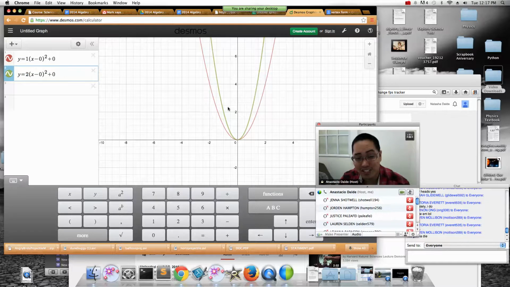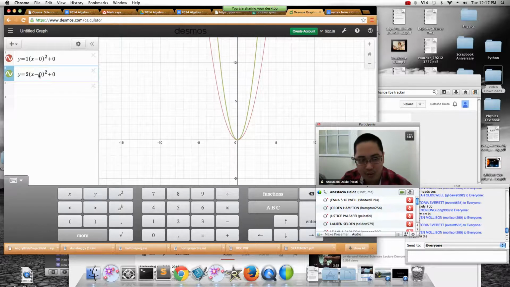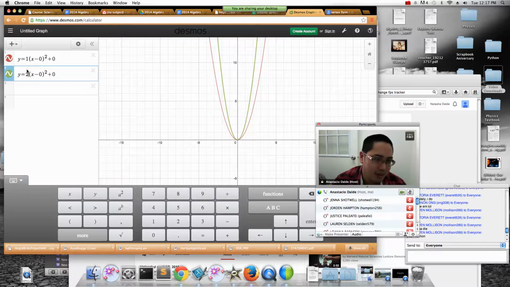So look what I did. I took this parabola, and the red one is the regular one. We didn't change that. But I put a 2 there, and what it did is it made it taller and skinnier. That's how you change that parabola.